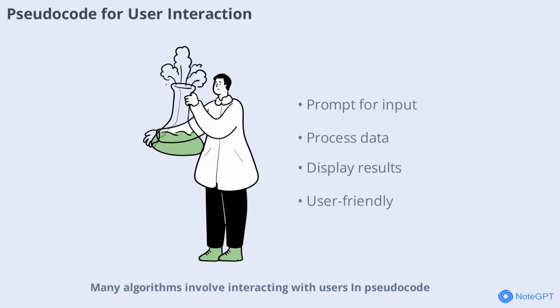Many algorithms involve interacting with users. In pseudocode, you can prompt for input, process the data, and display results. This makes your algorithm user-friendly and ensures all necessary steps are covered from start to finish.